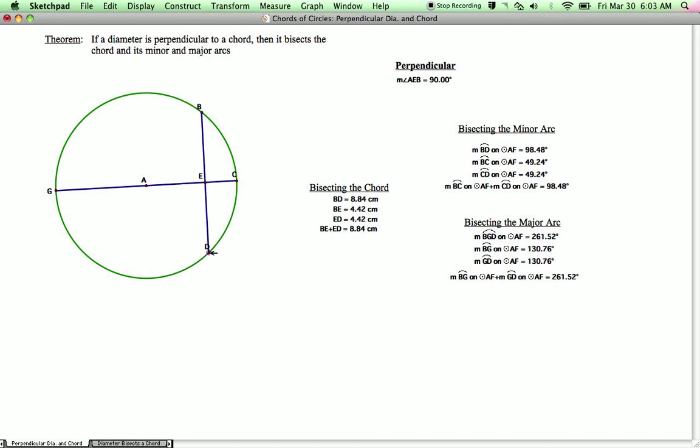Let's look at the minor arcs and the major arcs. Remember, a minor arc is less than 180 degrees, or a semicircle. So arc BD is a minor arc, and BC is cutting the minor arc in half. So BC is congruent to CD. Also, the major arc is bisected. The major arc would be BGD. And you'll notice that arc BG on the top part and arc GD on the bottom part are equal to each other, so they're also bisected.